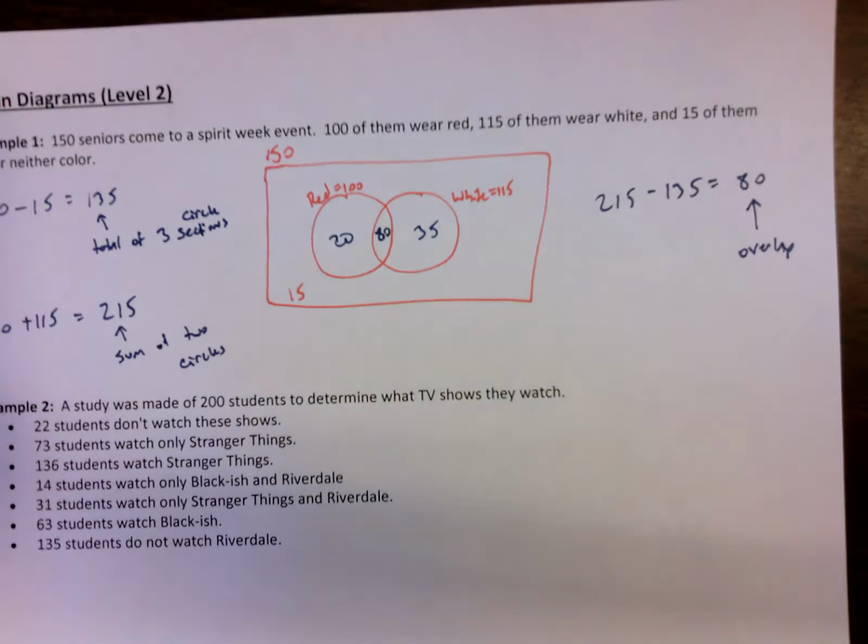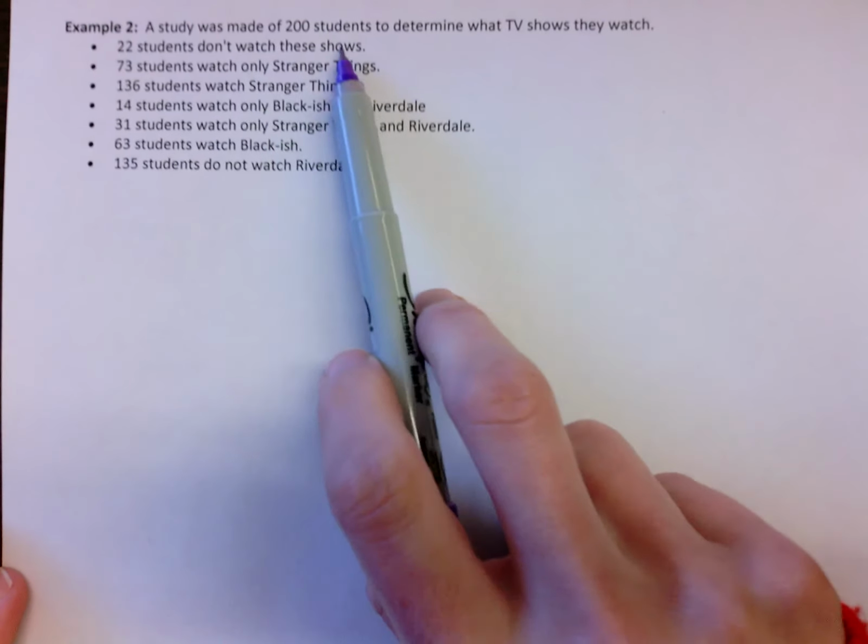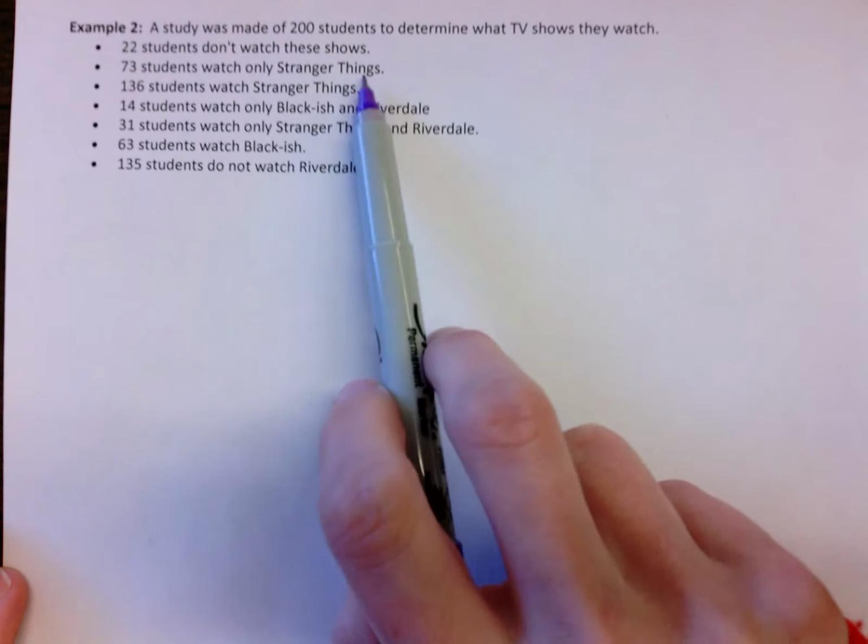Okay, so the next problem that we're going to look at is going to have three variables again. So let's take a look at this. We got a study of 200 students to determine what shows they watch. 22 of them don't watch any of these particular shows. Some of them watch Stranger Things, some watch Blackish, some watch Riverdale, right? So I'm going to go ahead and set this up.